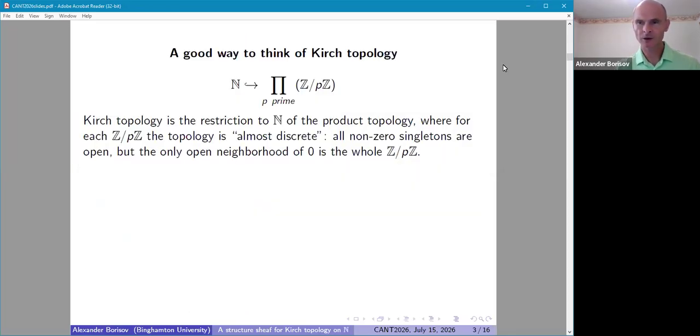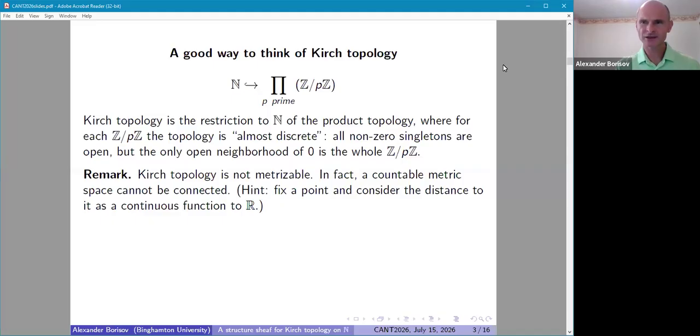Here's a good way to think of Kirch topology if you like more abstract stuff. Just by taking remainder modulo p, you can embed N into the product of Z over pZ for p prime. And for each factor, we can consider a topology that's almost discrete. So nonzero singletons are open, but zero is dense. If an open set contains zero, it's just the whole thing. Then we take the product topology, and then we restrict it to N.